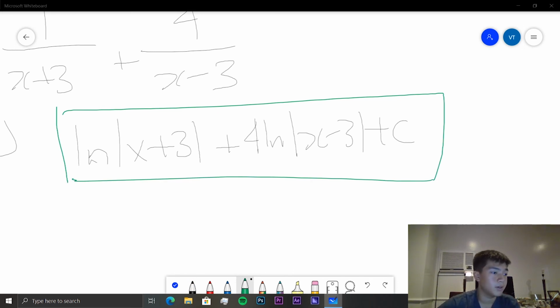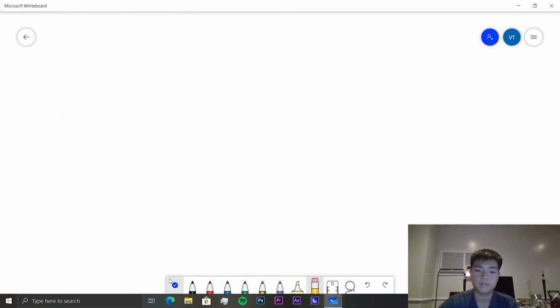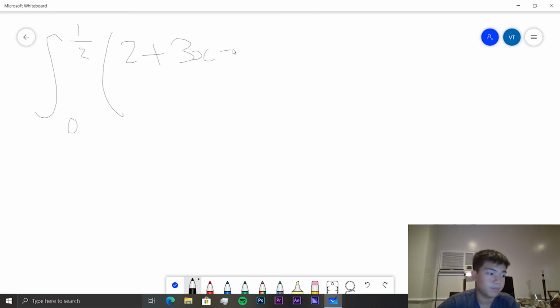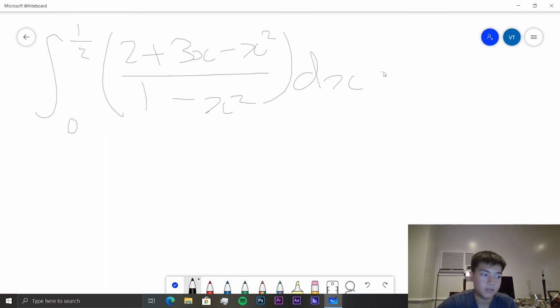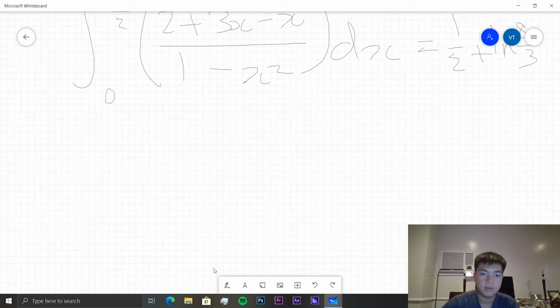And then I think we are on to the final question. The final question is, show that the integral from 0 to 1/2 of (2 + 3x − x²)/(1 − x²) dx, so it's another partial fractions trick, is equal to 1/2 plus ln 8/3. So partial fractions trick, let's do this one.